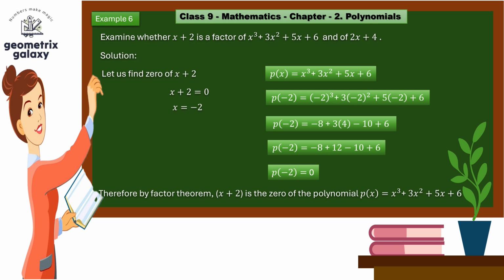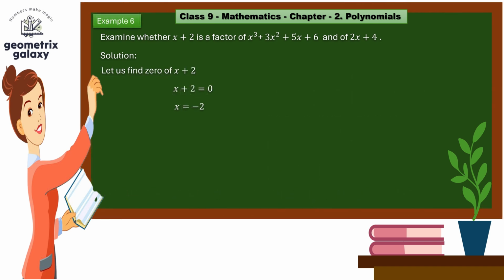In the same way, we are going to check whether x plus 2 is a factor of the polynomial 2x plus 4. Now let us take g of x is equal to 2x plus 4. Here also we substitute the value of x as minus 2. Therefore, g of minus 2 is equal to 2 into minus 2 plus 4. That is minus 4 plus 4 which is equal to 0.